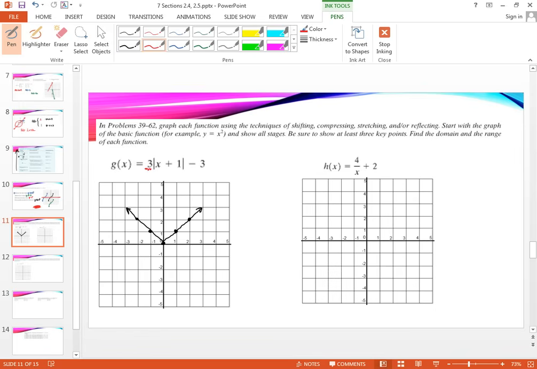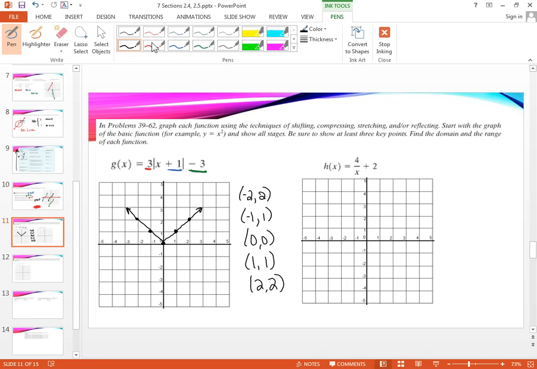This multiplies my y values by 3. This moves it to the left 1. And this moves it down 3. I think I'm going to go at it in exactly that order. I'm going to tend to the 3 first in the very front. It multiplies the y values by 3. So if you literally think, take your points. We've got negative 2, 2, negative 1, 1, 0, 0, 1, 1, 2, 2.